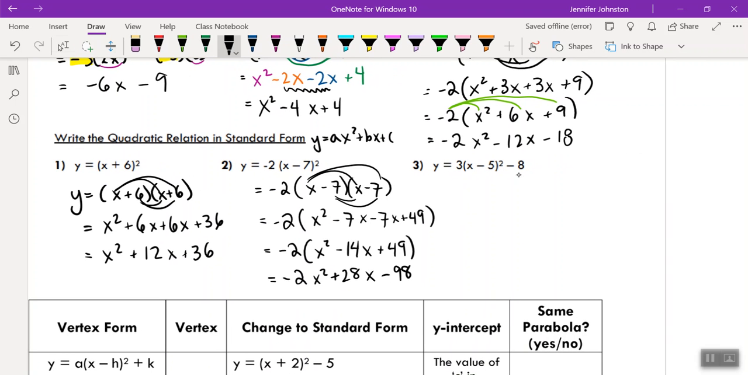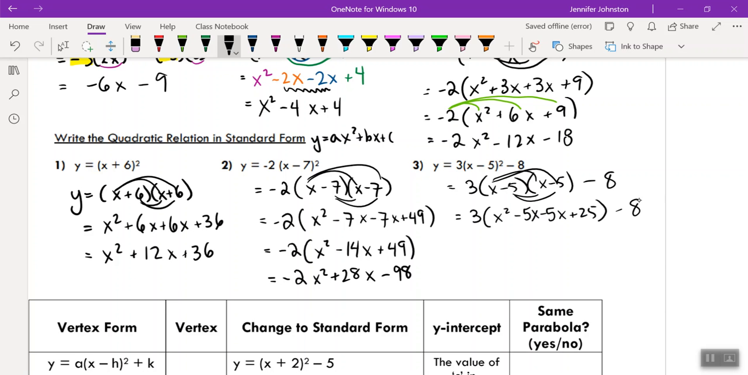All right, last one. We're going to do the same thing, but this time we have a -8 on the end. So we're just going to leave the -8 alone, FOIL this through, multiply it all by 3, and then attach the 8 to it. Right, so we got x times x is x squared, -5x, subtract 5x plus 25, because it's 5 times 5. Leave that -8 by itself.